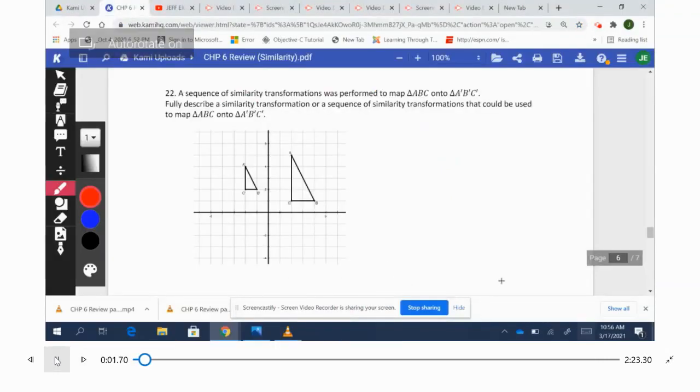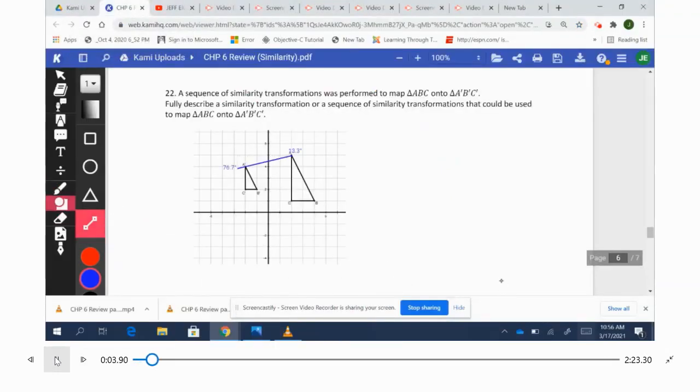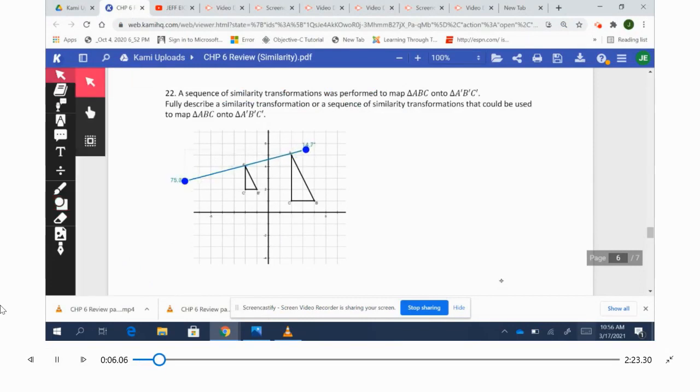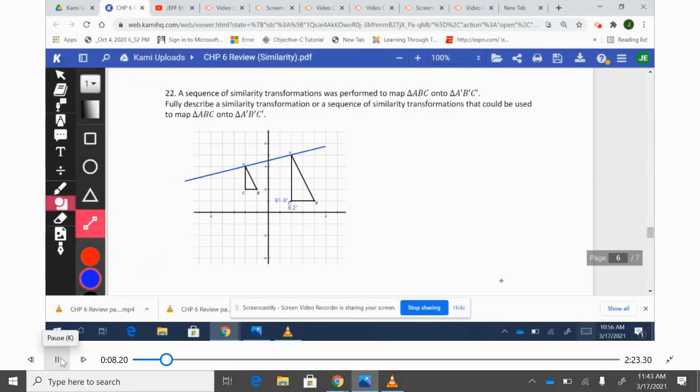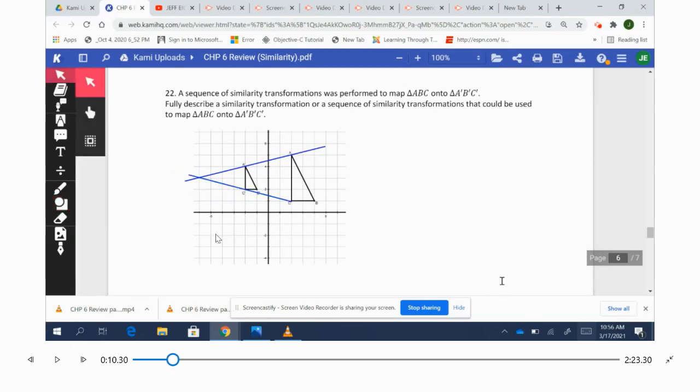So page 6 from our chapter 6 review packet. We're looking for the dilation that mapped the bigger triangle back to the smaller triangle. So it's a reduction. To find the center of dilation, I'm just trying to complete a straight path from A to A prime. Somewhere on that path is the center. Once I get the path from C to C prime correct, wherever they hit is going to be the center of dilation.